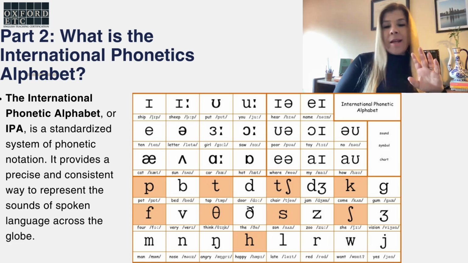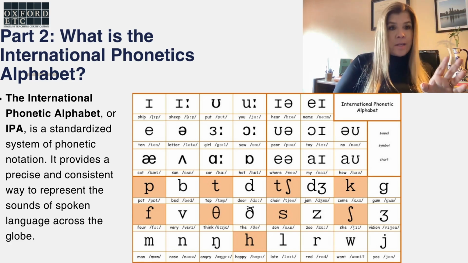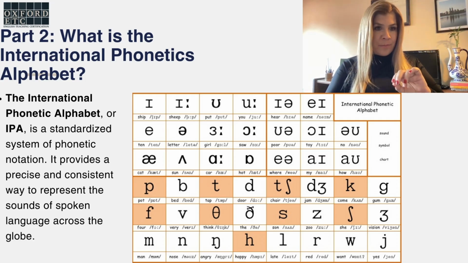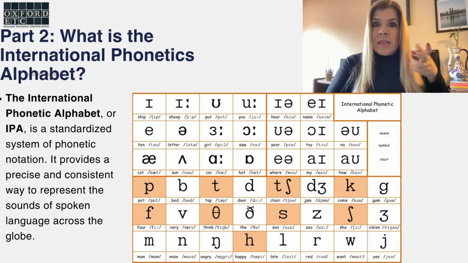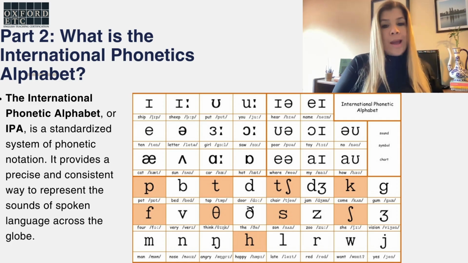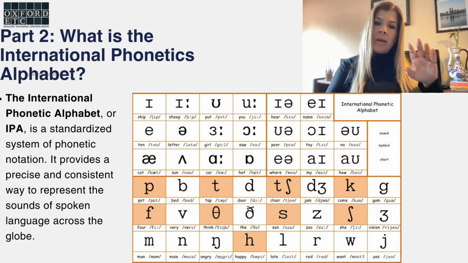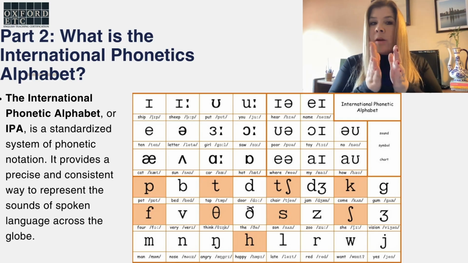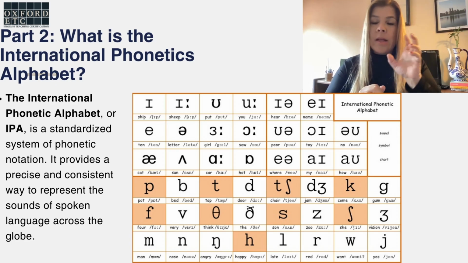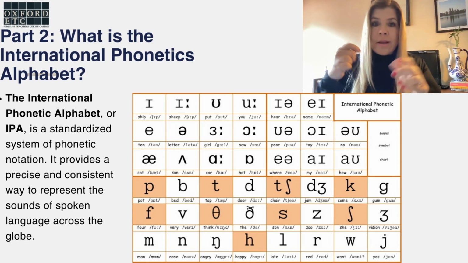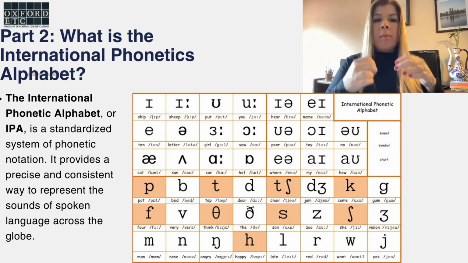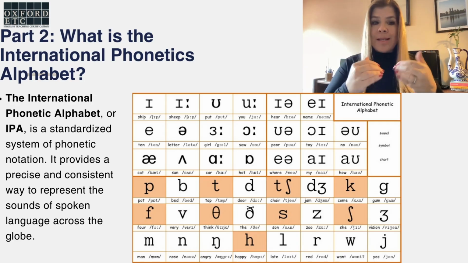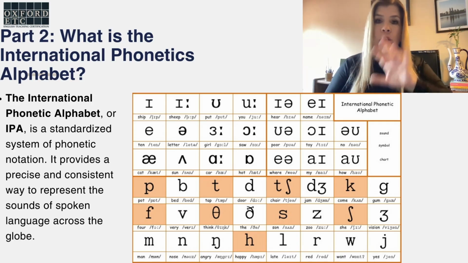Now, we can't talk about phonology and phonetics without discussing the International Phonetic Alphabet. So let's dig into this indispensable tool, also known as IPA. The International Phonetic Alphabet, or IPA, is a standardized system of phonetic notation, how to write phonetic sounds. It provides a precise and consistent way to represent the sounds of spoken language across the globe.